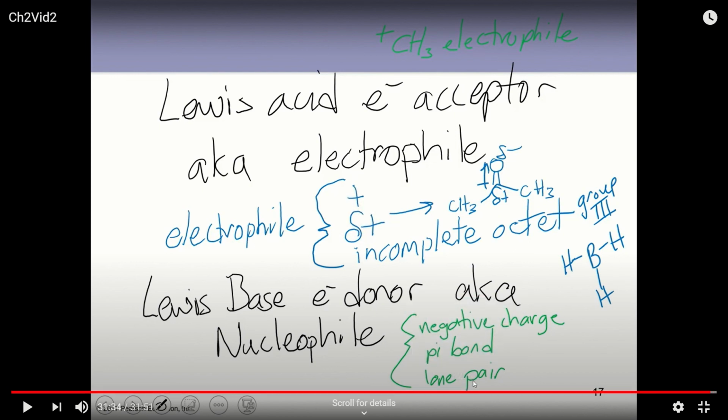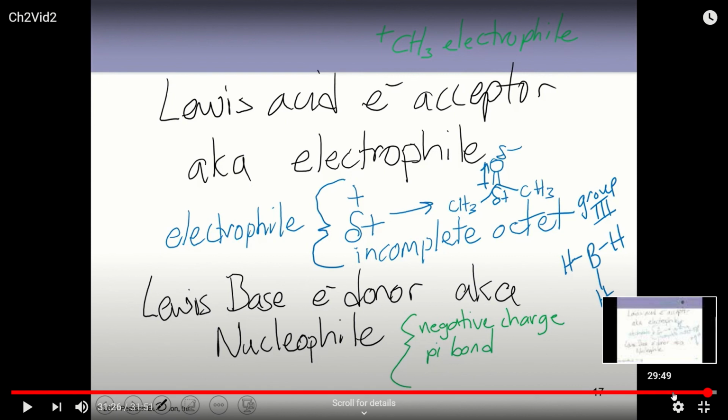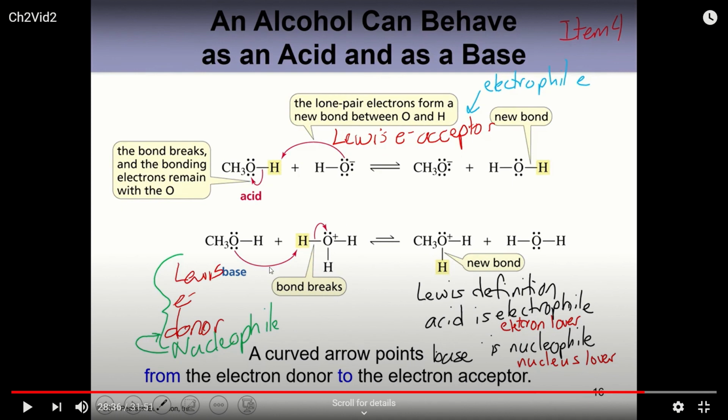And we can go back to the previous slide and look at our methanol acting as a base. What is the characteristic that makes it a base? It has a lone pair. And so we can identify that it can act as a base. But how can you decide when it's going to act as an acid and when it's going to act as a base?